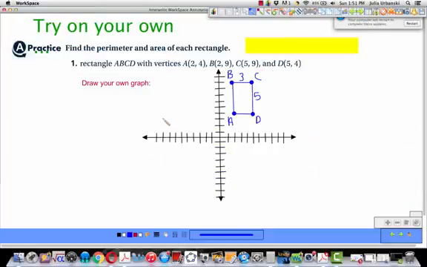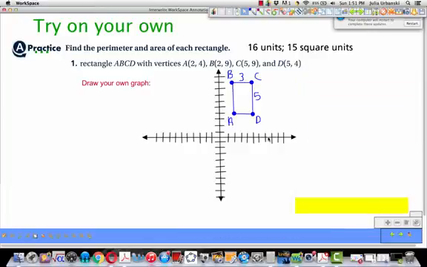Okay, these two are for you to try on your own. So hit pause, try number 1 and number 2 on your own, and when you're done, come back and check your answers. So here are the right answers. Check and see if you got them right. The perimeter was 16 units, and the area was 15 units squared.